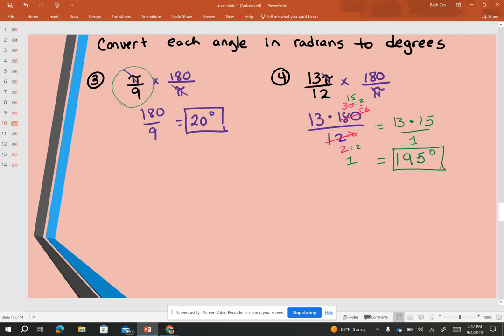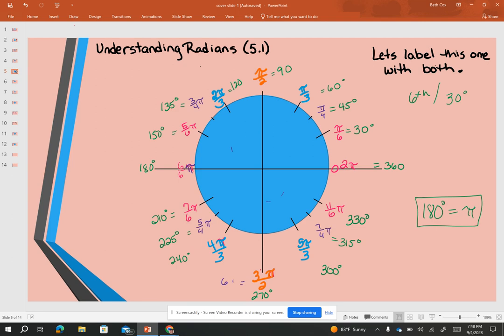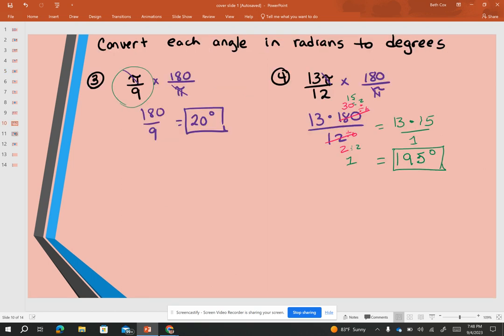Okay. So now let's think about what we know about these two to make sure they make sense. Pi over 9 is smaller than pi over 6. We'll go back to our circle. There we go. Pi over 6 was 30 degrees. Pi over 9 is 20 degrees, which would make sense. If I was to do pi over 9, it would be right in there somewhere at 20 degrees. And that makes sense. Let's see if our other one makes sense. 13 pi over 12 is just a little bit bigger than 12 pi over 12, isn't it? And 12 pi over 12 is 180. So this one should be just a little bit bigger than 180.